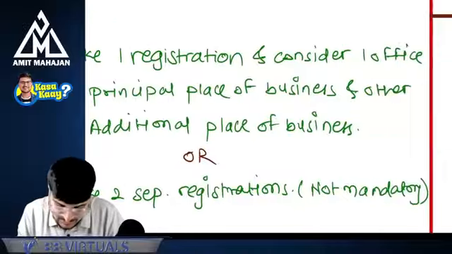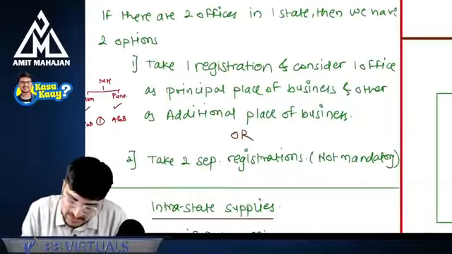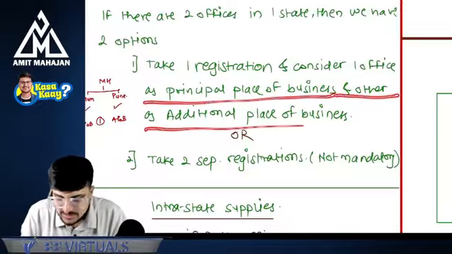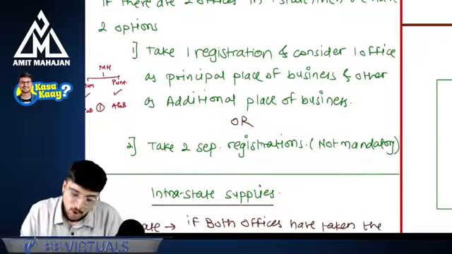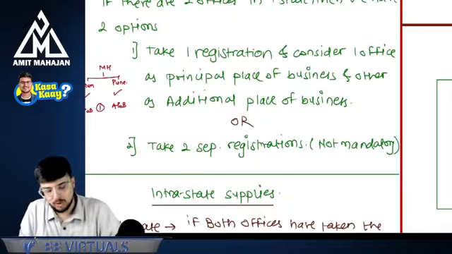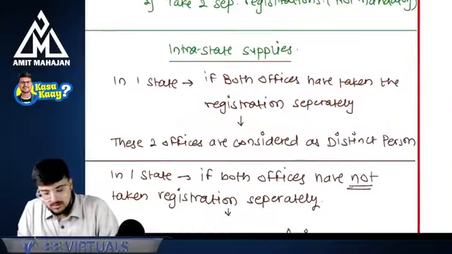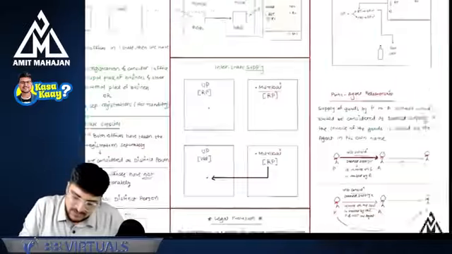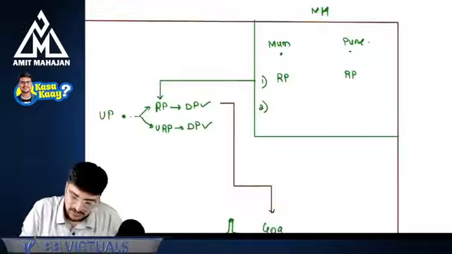Perfect. I've written this here. Take one registration and consider one office as principal place of business and the other as additional place of business. Or take two separate registrations, but it is not mandatory. Okay, no problem. See, if it is intrastate supplies, I will explain it to you with this master chart.